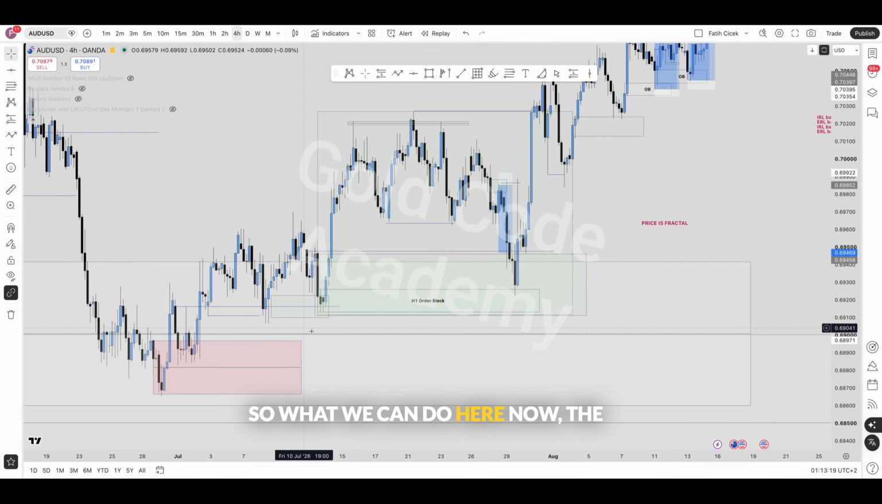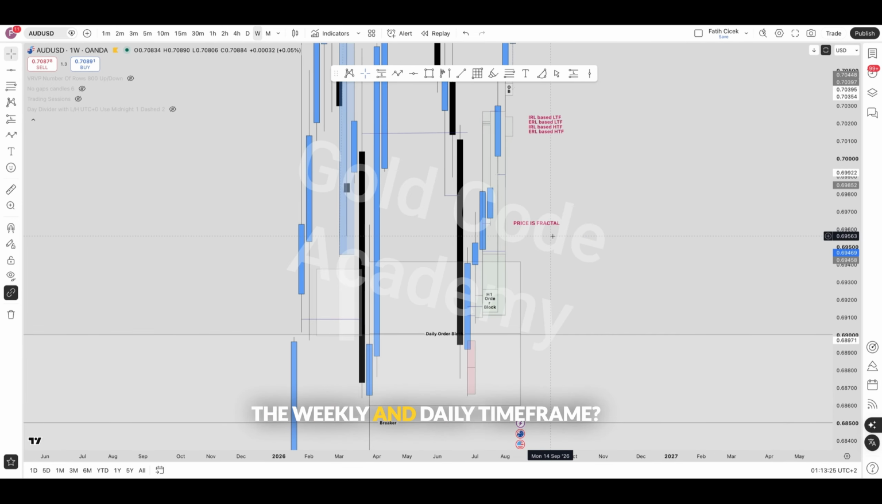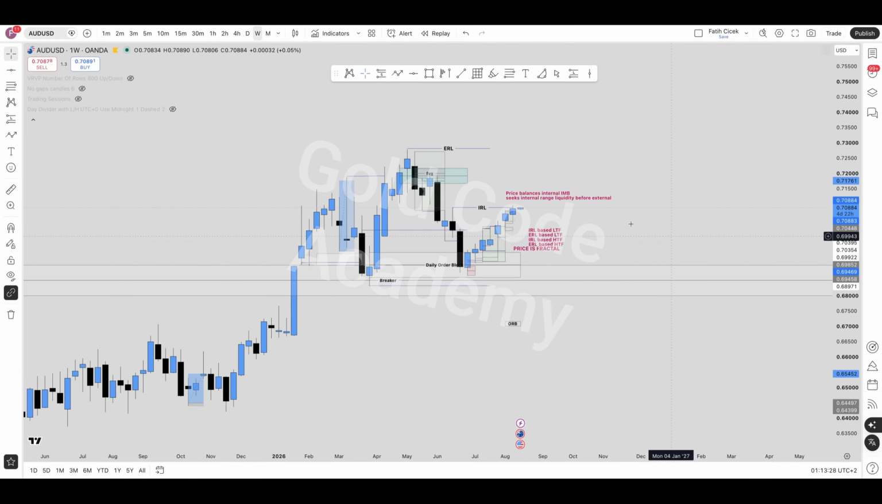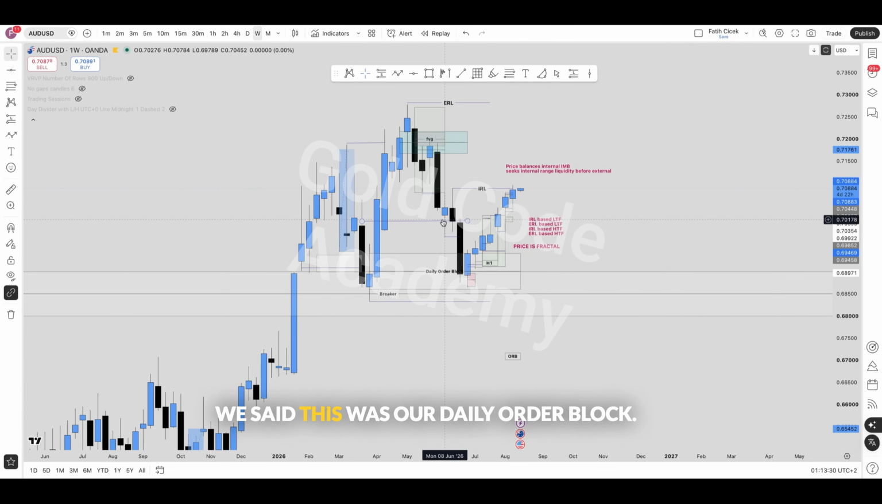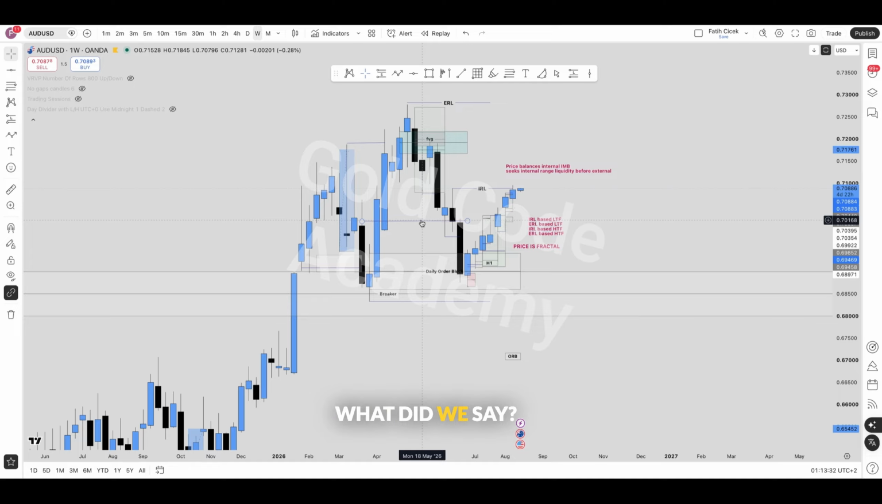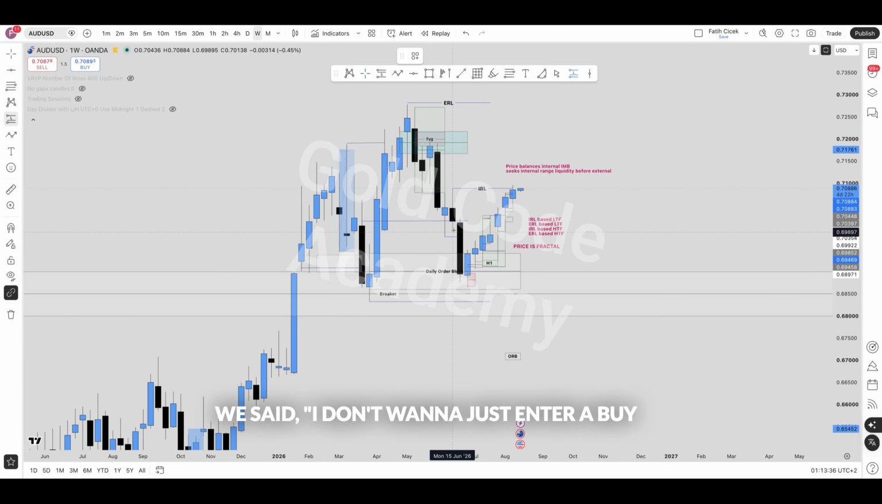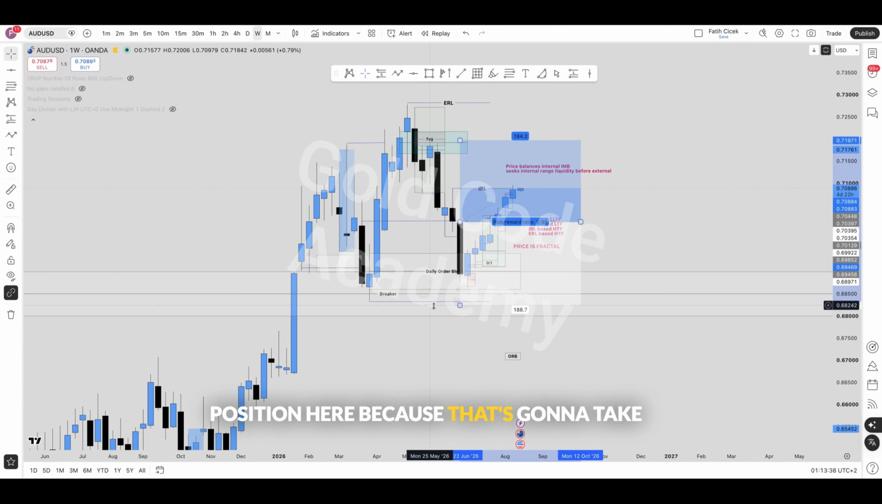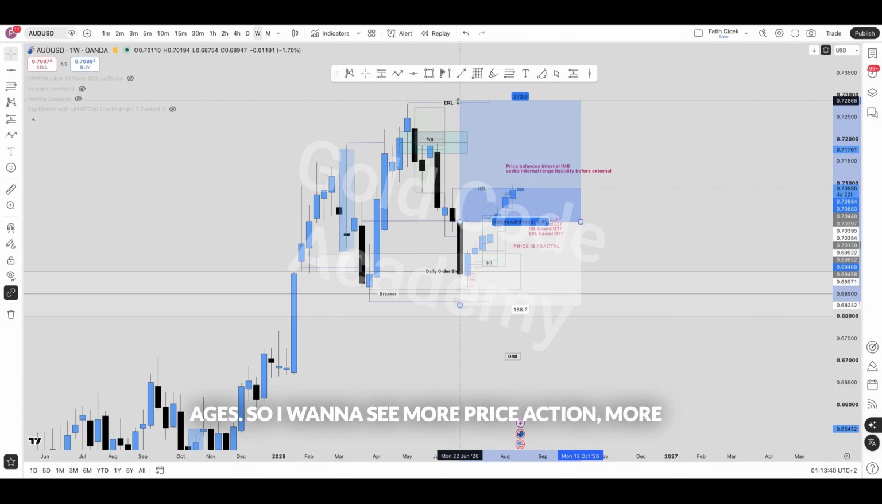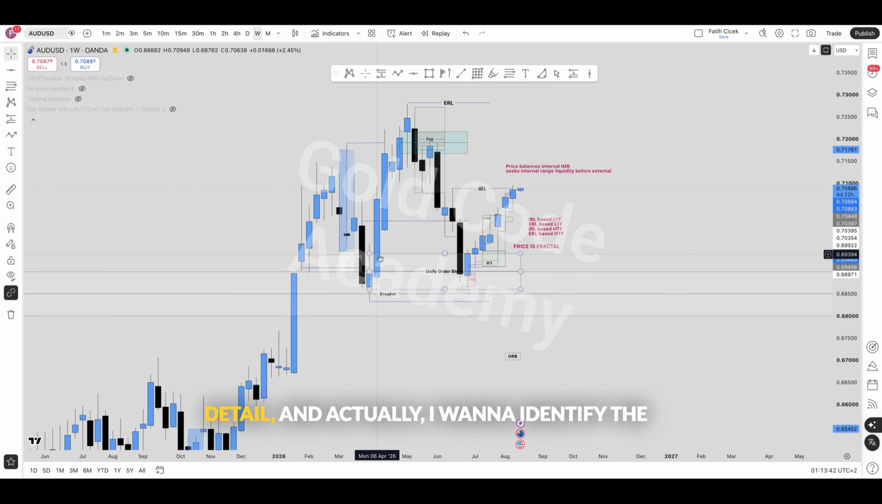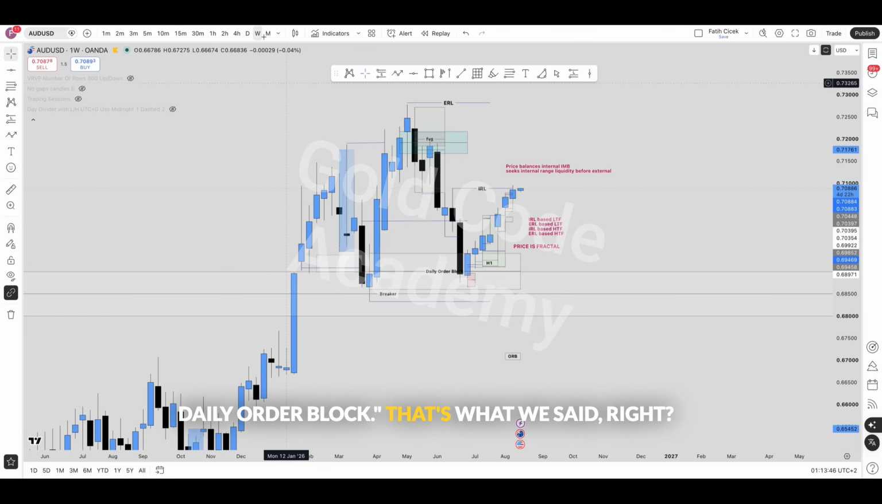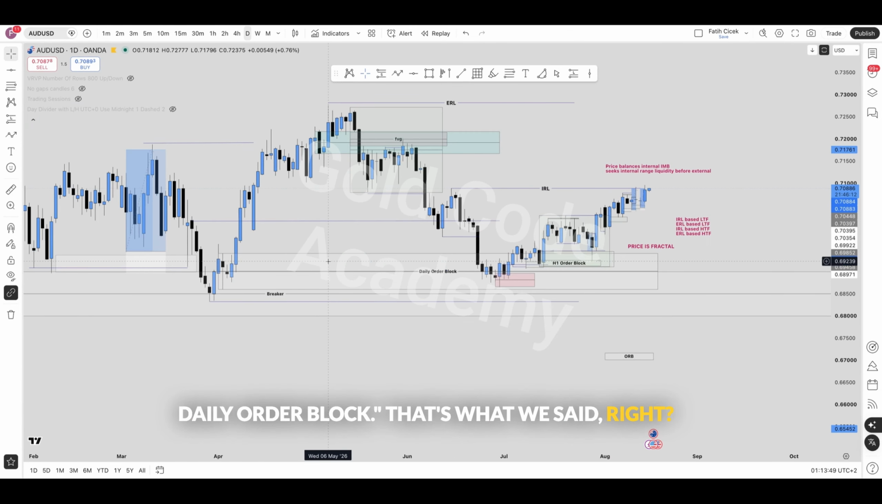So what we can do here now, the exact same way, what did we do with the weekly and daily time frame? We said this was our daily order block. What did we say? We said, I don't want to just enter a buy position here because that's going to take ages. So I want to see more price action, more detail, and actually I want to identify the daily order block. That's what we said, right?